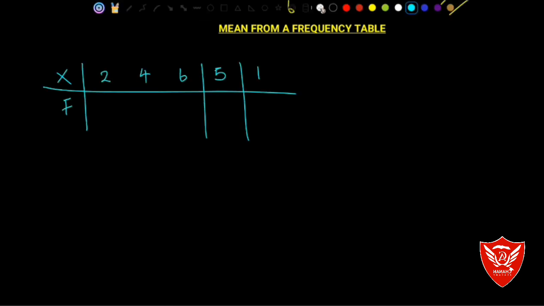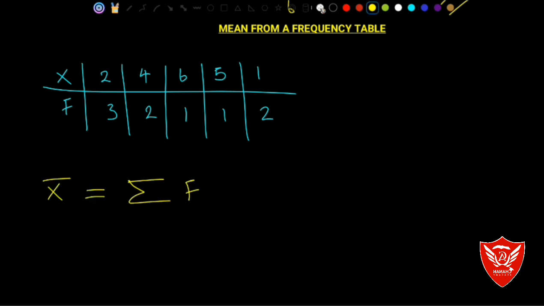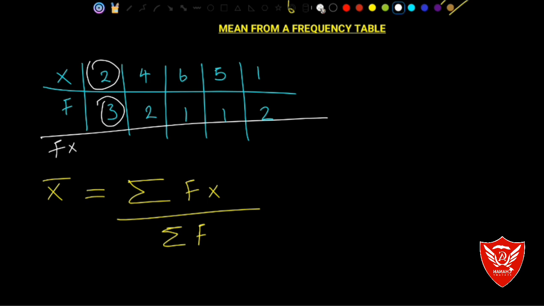All right, mean from a frequency table. Suppose we are given a data set in a frequency table like this. Let's say we have, and we are asked to find the mean of this data set presented in a frequency table. Now the formula becomes, now take note, fx is the product of the frequency and the value. What that means is that you are going to multiply 2 and 3. So then you can have fx, and this is going to be 6, and this one is going to be 8, this is going to be 6, 5, and this is 2.